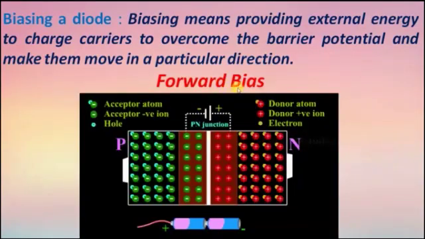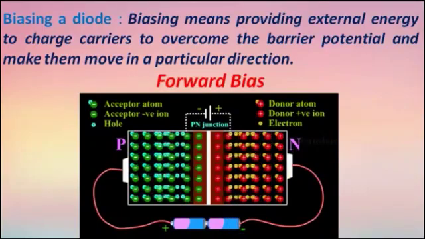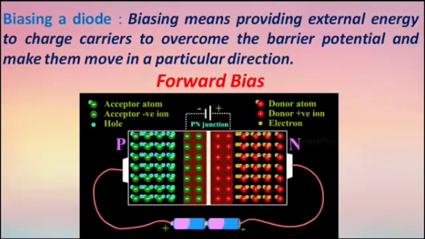Now we are going to see forward bias. Let us consider the PN junction diode. We apply an external voltage. Here the positive terminal is connected to the P side and the negative terminal is connected to the N side. Due to the forward bias potential, the electrons will move into the N side and the holes will move into the P side. These initiate recombination with the ions near the junction, so the width of the depletion region is reduced and the barrier potential is also reduced.